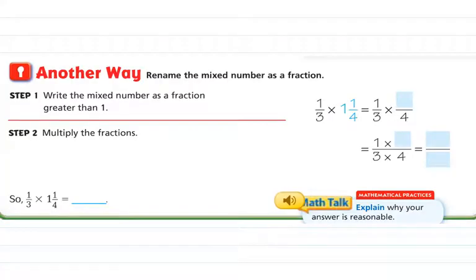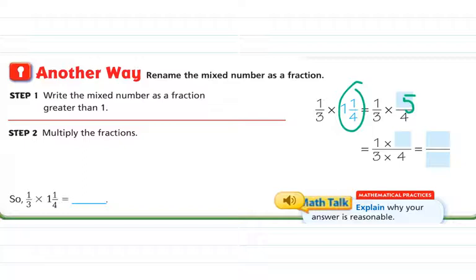Another way we can do this, boys and girls, is we can rename the mixed number as a fraction. So step 1, it says write the mixed number as a fraction greater than 1. So this is something that we worked on a little bit last week. So we have 1/3, that's okay, we don't need to rewrite that. But when we have 1 1/4, we would say, well, 4 times 1. So again, boys and girls, it goes back to what we did last week. We would say that we could rewrite this mixed number 1 1/4 as 5/4.